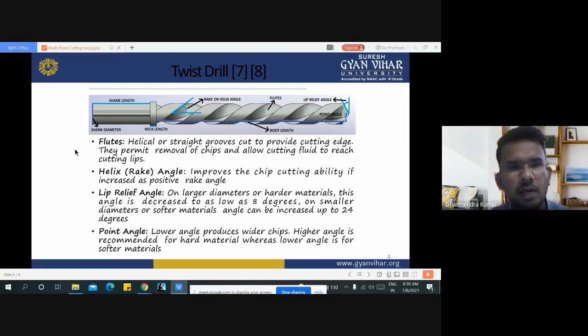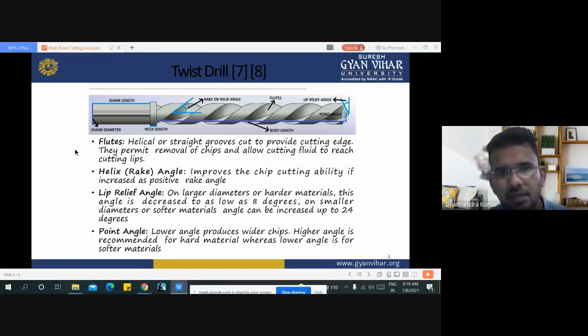Let's discuss one by one. Flutes are helical or straight grooves cut to provide cutting edge. They permit removal of chips and allow cutting fluid to reach the cutting lips. Helix angle improves the chip cutting ability if increased, as a positive rake angle.